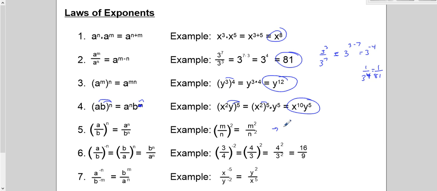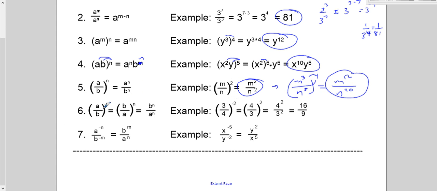Similarly, if I had m to the third over n to the 5th, and all of this was to the 4th power, I'm going to distribute that 4 to both exponents. Again, because I'm distributing into the parentheses from the outside, I am multiplying these, which I get m to the 12th over n. 5 times 4 is 20, so n to the 20th. And that would be my answer for that.